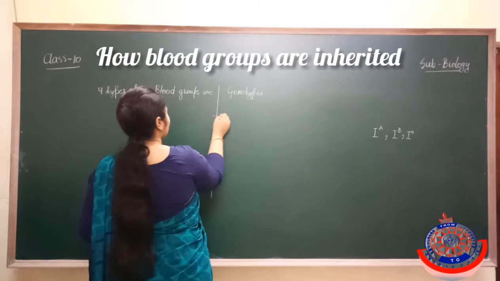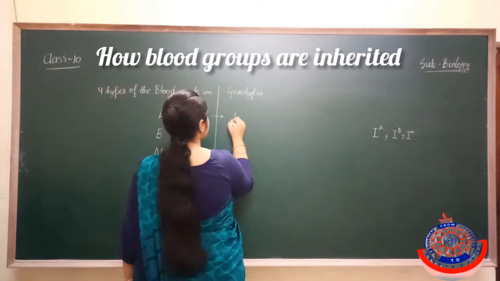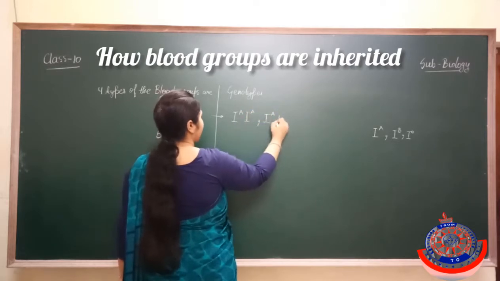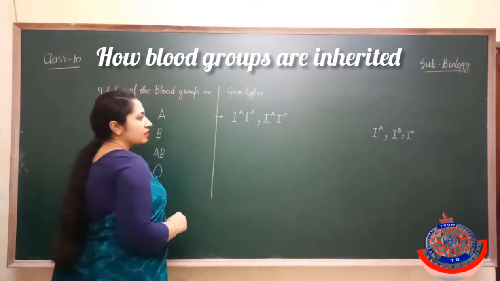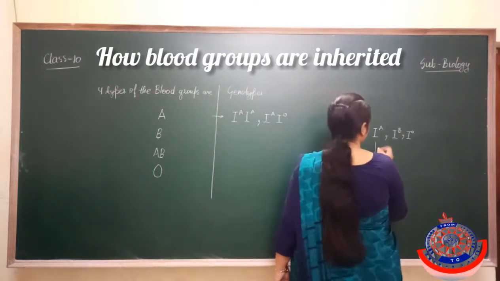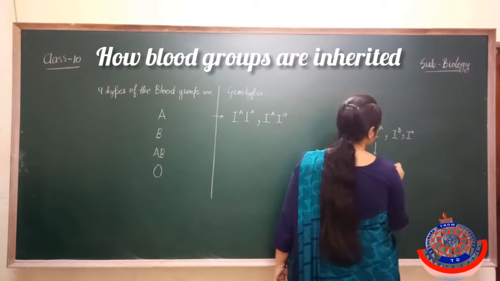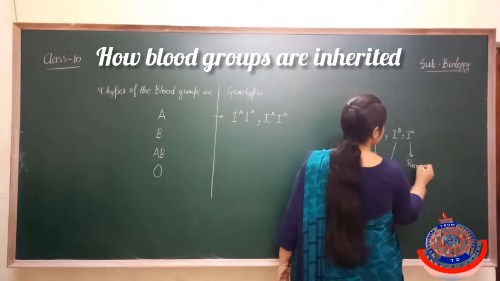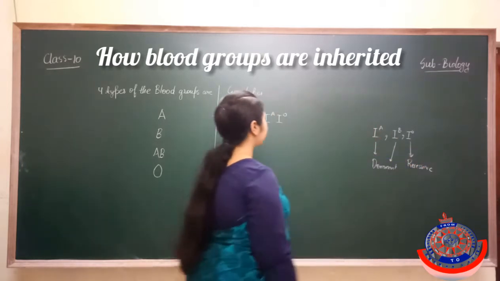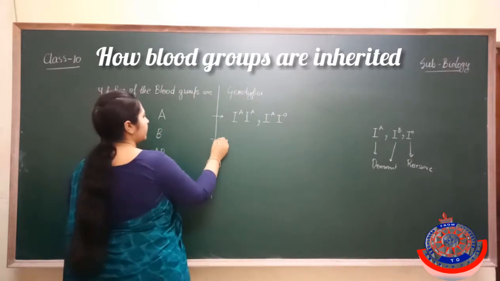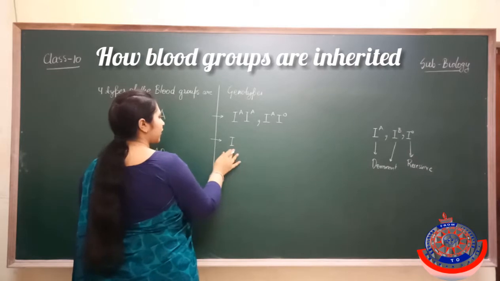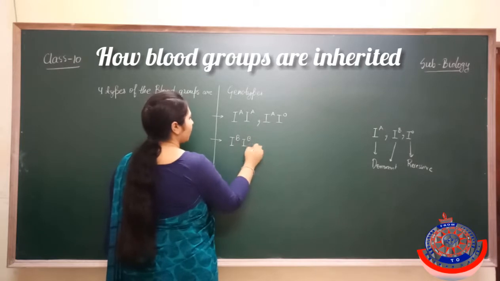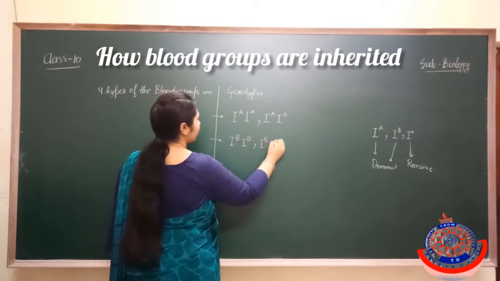So for the A blood group, what will be the genotype? It will be IA IA or IA IO. Here I will tell you that IA is a dominant gene, IB is also dominant, but IO is a recessive gene. So when the B blood group is there, there are two kinds of genotypes: the person has either IB IB or IB IO.